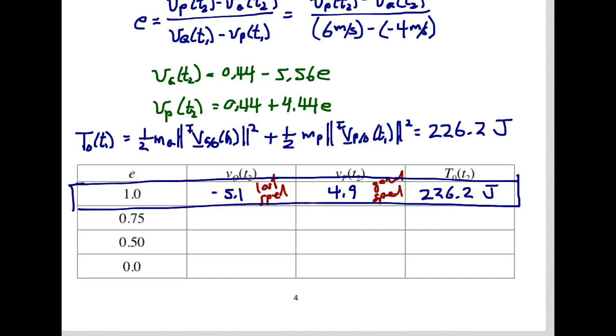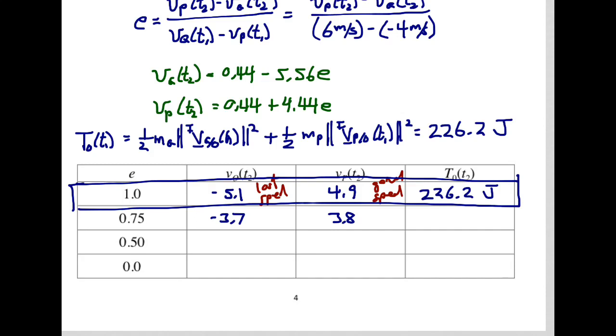So where we have the value, the actual speed is 5.1, it's in the opposite direction, which is a loss of speed, and then we have 4.9, which is an increase in speed from our 4 meters per second that we began with. And as we continue down the chart, if we look at 0.75 for our coefficient of restitution, then we see that we get a negative 3.7, so we're going in the opposite direction, and we've lost even more speed with a smaller coefficient of restitution, and then we get 3.8 meters per second for our particle P, in which we've lost speed now.